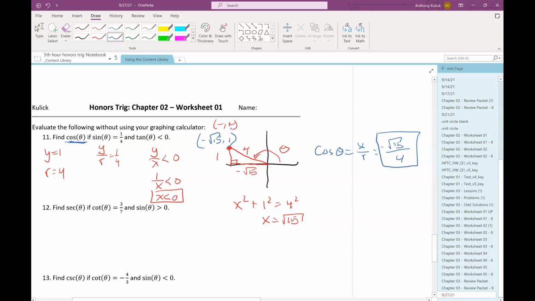Since I identified that point as negative root 15 comma 1. Is that okay? So again, the trickiest part really is getting that angle in the right position. But to do that, you can really just default back to your standard position angle definitions for sine, cosine, and tangent. And you should be able to reason out what quadrant it's in based on what's positive and what's negative. It's usually not too difficult. Like this one was quite straightforward. And they don't get appreciably more difficult than that.